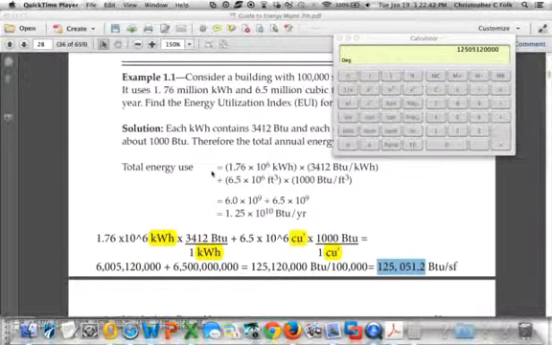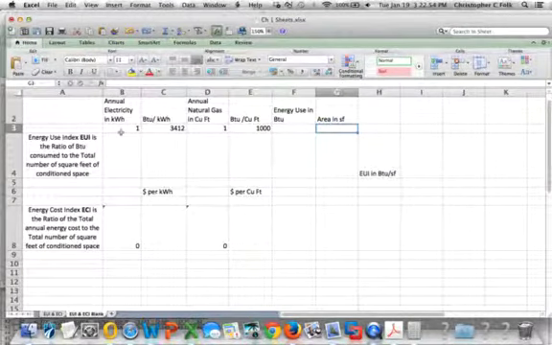So we just did this using the calculator and using the formula shown here on the page, and now we're going to see how to do this using Excel. I already have a table set up over here, and I used the same information we had from our conversion table, that there are 3,412 BTU in 1 kilowatt hour, and that there are 1,000 BTU in 1 cubic foot of natural gas.